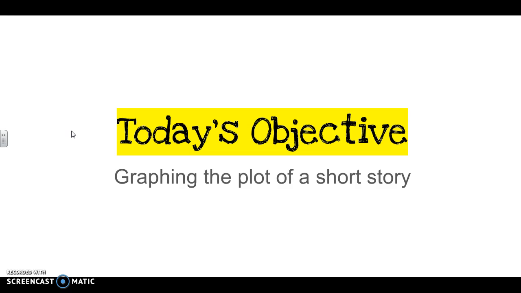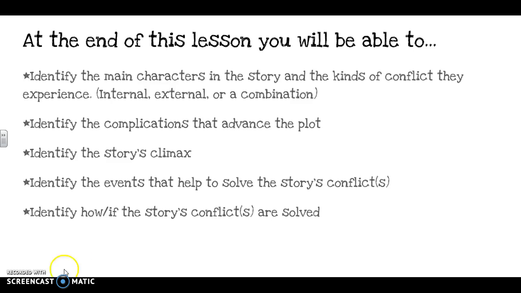I would like to introduce today's objective, which is graphing the plot of a short story. At the end of this lesson, you will be able to identify the main characters in the story and the kinds of conflict that they experience, whether it's internal, external, or a combination. You will be able to identify the complications that advance the plot, identify the story's climax, identify the events that help to solve the story's conflicts, and identify how or if the story's conflicts are solved.